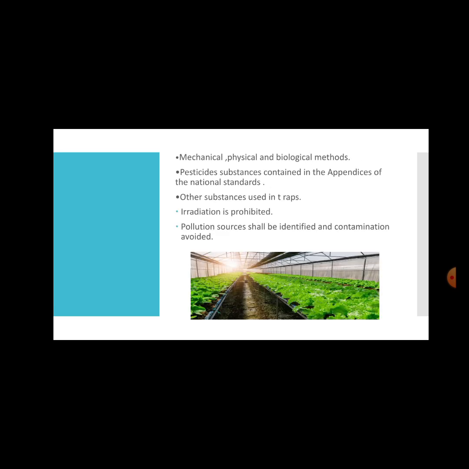And next thing, we can use mechanical, physical, and biological methods in the prevention of pests for cultivation also. And we can use traps or other methods for preventing pests also. And finally, we have to identify whether any polluted source has been found in the cultivation area, and if you find one, you must remove it from the cultivation area and clean it to prevent the pollution.